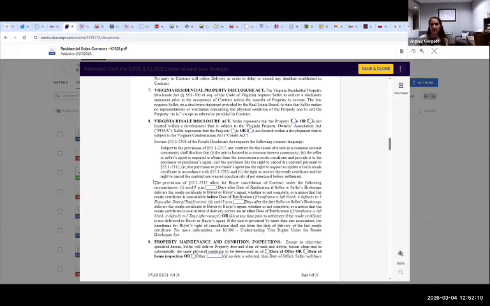Provisions under this section allow for buyer cancellation of contract under the following circumstances. Until 9 p.m., X number of days after day of ratification, if seller or seller's brokerage delivered the resale certificate to buyer or buyer's agent, whether or not complete, this is critical, right? Or a notice that the resale certificate is unavailable before date of ratification, okay? The default is 3 days.